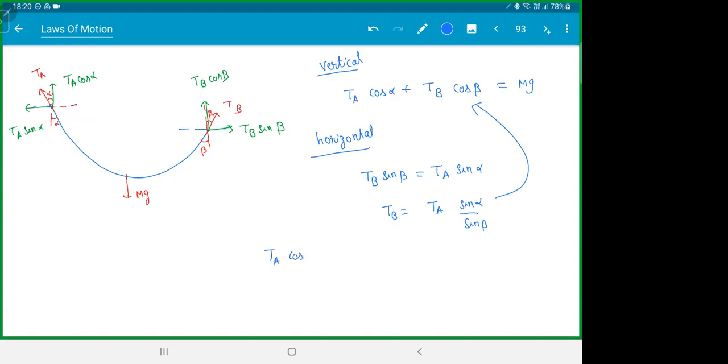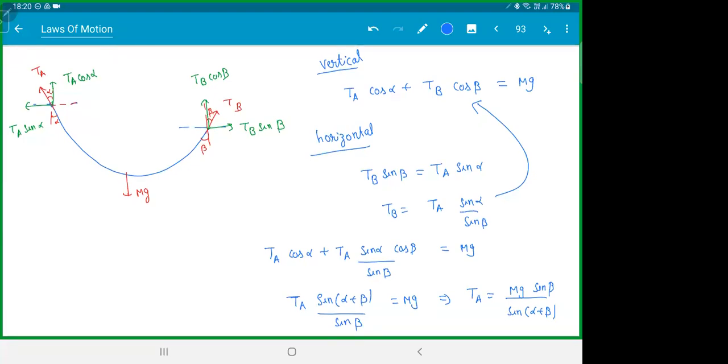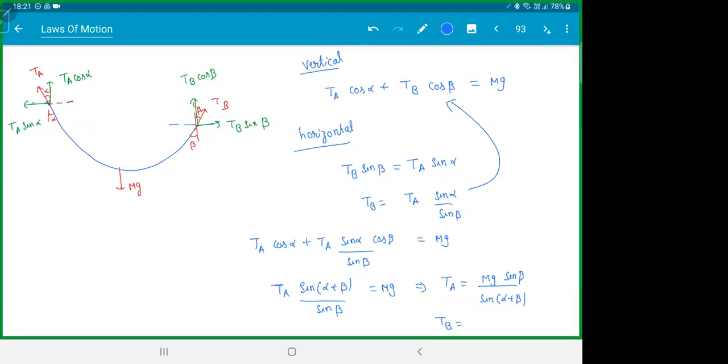You end up with TA cos alpha plus TA sin alpha cos beta by sin beta is equal to mg. If you take out TA common, you'll get sin beta cos alpha plus sin alpha cos beta. That is nothing but sin alpha plus beta by sin beta. So from there you get TA is equal to mg sin beta by sin alpha plus beta. Sin A plus B formula, everyone. तो एक बार TA आ गया तो TB भी आ जाएगा. I will leave that working to you. You can check it out. You can put this here and you'll get TB also. Check.